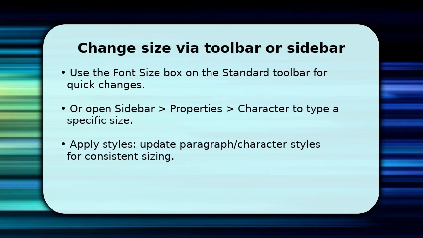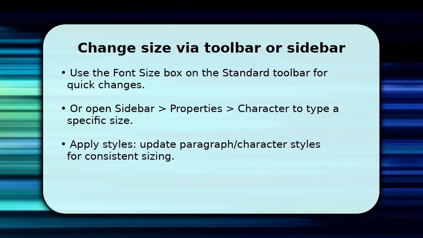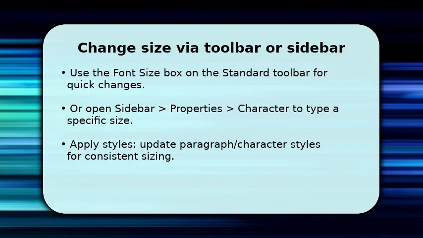Next, adjust the font size using the tools that match your workflow. You can pick a value from the font size box on the standard toolbar for fast changes, or click the sidebar, choose Properties then Character to type an exact point size if you need precision. Make sure to press Enter after typing.